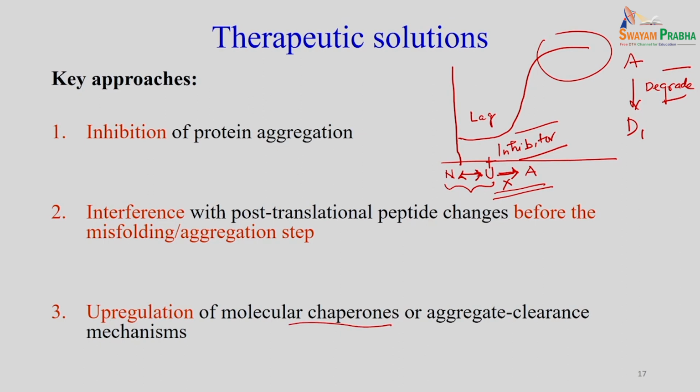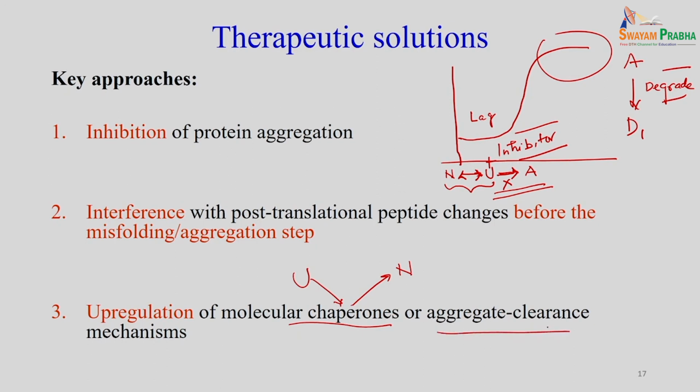In the molecular chaperones, what happens? The unfolded proteins come to the molecular chaperones, and from here they reconvert to the native proteins. So, if the body can somehow upregulate the molecular chaperones, they should be able to take care of the unfolded structure of the protein.